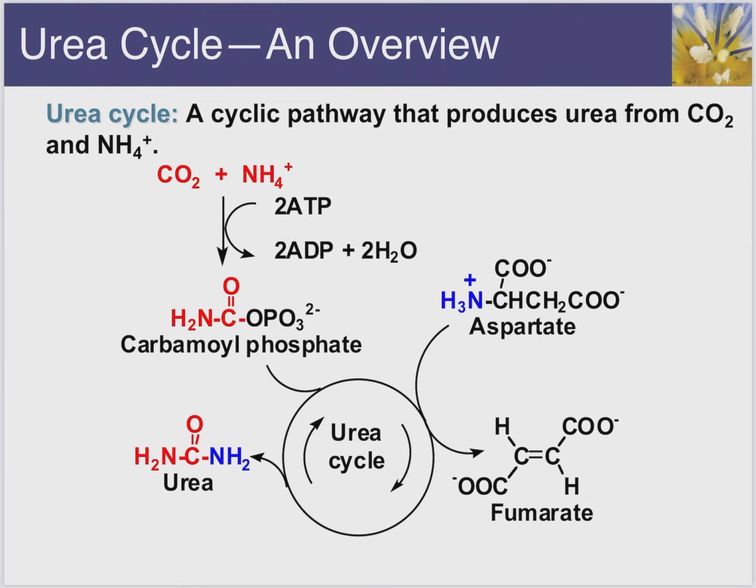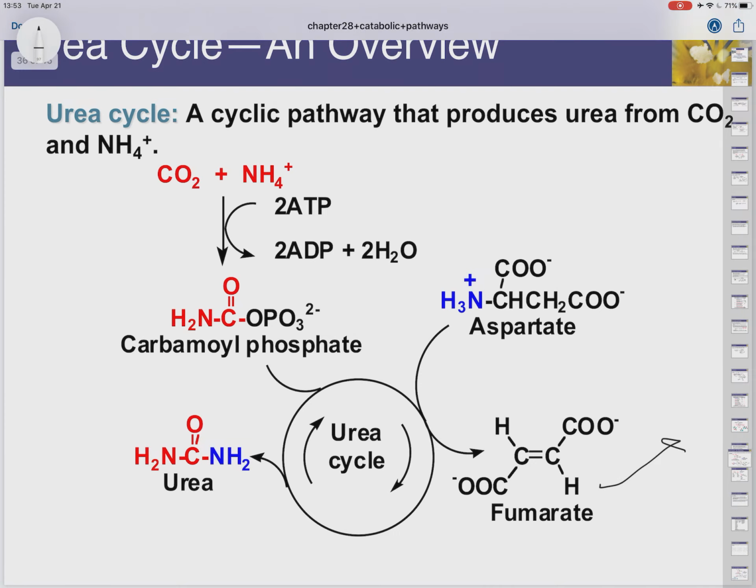Here's the sort of big picture of the urea cycle. So you see here the ammonium entering at the top. Carbon dioxide and ammonium combine to make carbamoyl phosphate. This requires a phosphate group from ATP, so there's some energy cost here. Carbamoyl phosphate can enter the urea cycle. And so in this urea cycle, it can accept amino groups from aspartate, turning aspartate into fumarate. Fumarate, of course, being part of the citric acid cycle.